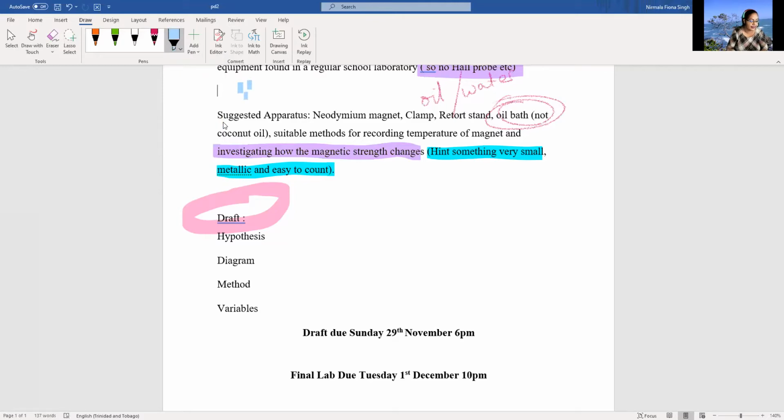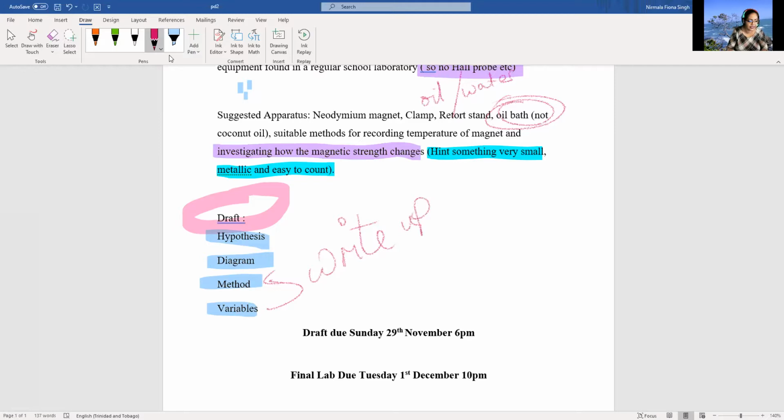All right. I want you all to give me a hypothesis. Remember, we're not looking at Curie temperature. The Curie temperature is the preamble into your topic. I want a diagram, method, and variables. Remember, method comes before variables in your write-up. I really don't care as long as I just get it. All right, that's all I want.